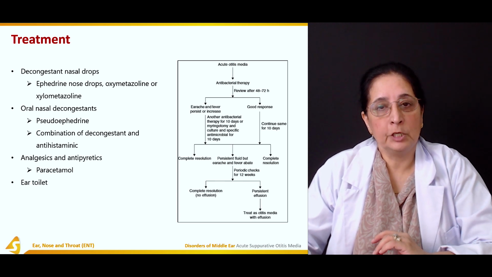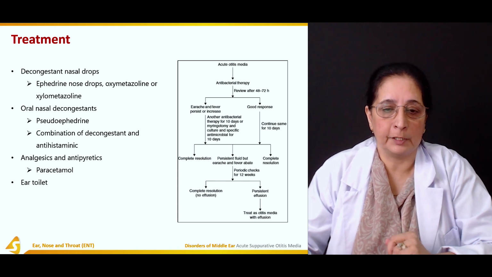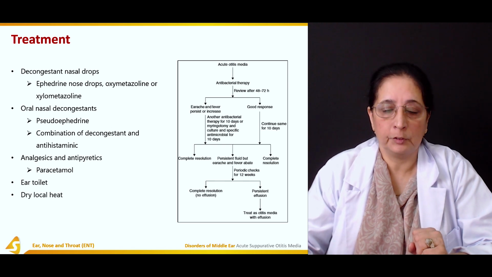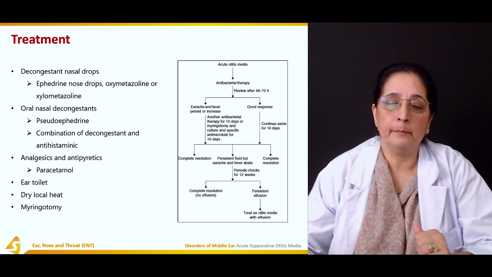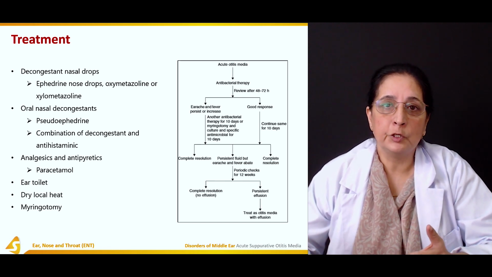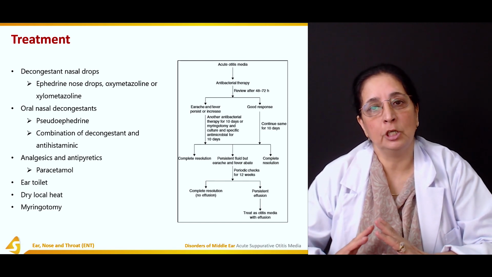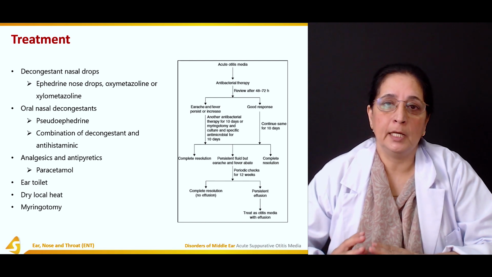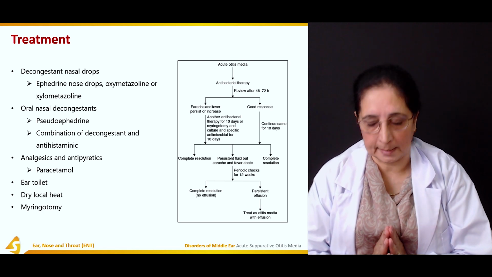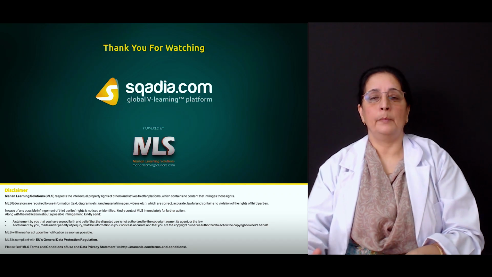And we can do ear toilet to clean the ear of any pus, any drainage, or dry local heat can also be tried. Myringotomy: myringo is the term used for tympanic membrane, eardrum. Otomy is the open incision or cut. So incision in the tympanic membrane or eardrum to drain the pus or discharge. So that was all about the acute suppurative otitis media.